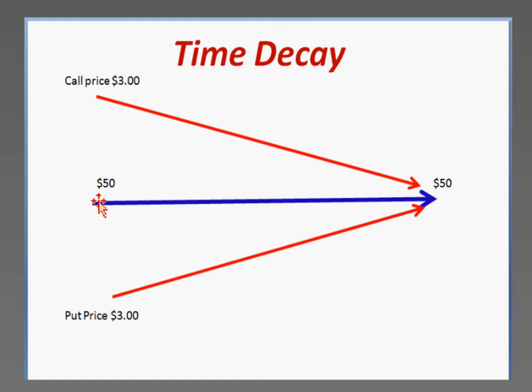Same scenario on the put side. If we think the stock is going down and it's trading at 50 and we buy the puts at $3, the closer it gets to the expiration date, this premium, this $3, will go back to zero. Because if it's still trading at 50 on expiration day, nobody's going to pay you any money for the calls because they can buy the stock right at the market for 50, or nobody's going to pay you any money for the puts because it is trading right at 50.